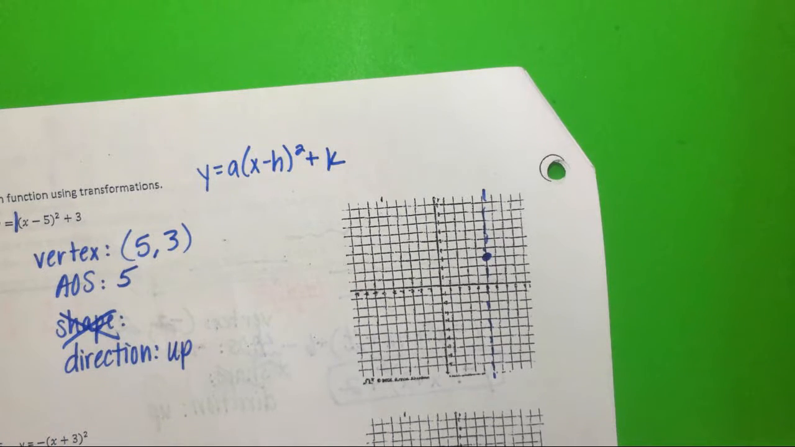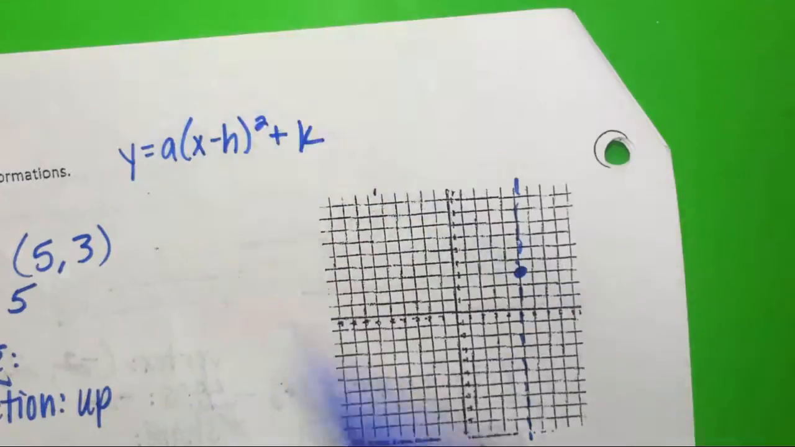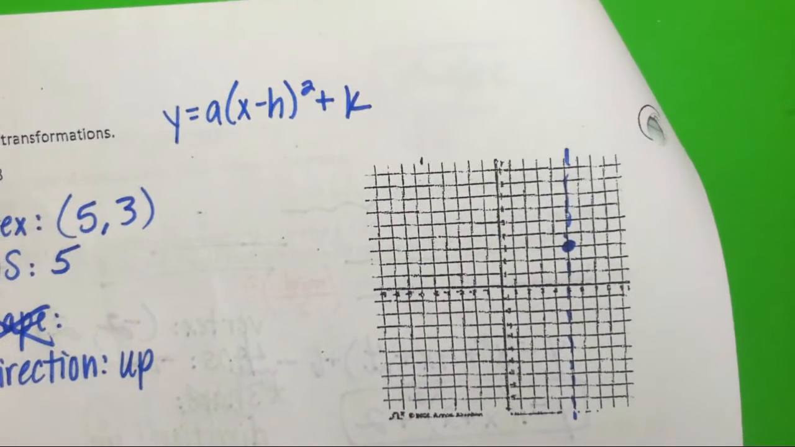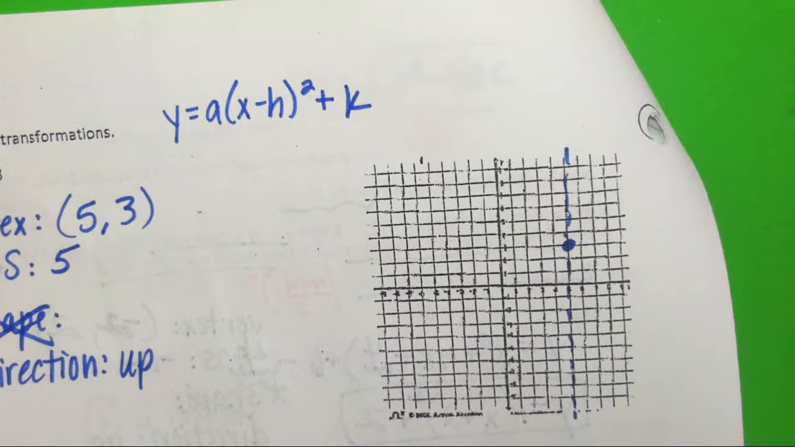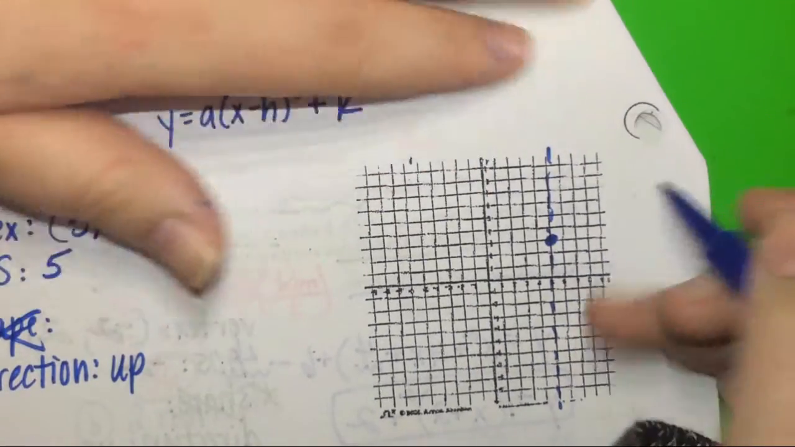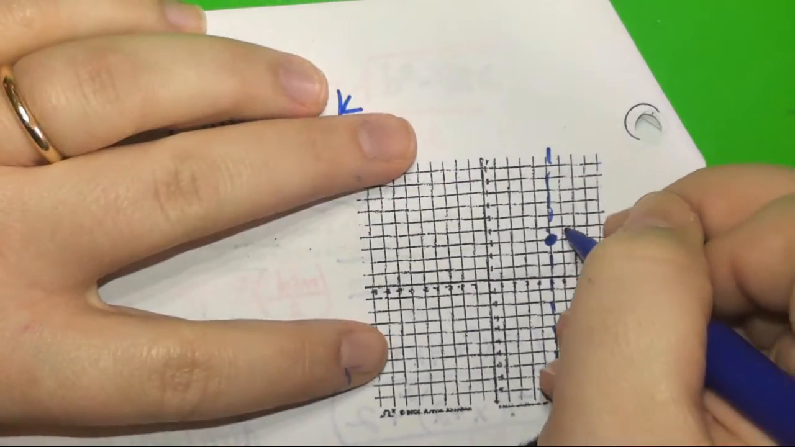And from here, literally, since I know that one point, and I know the shape stays the same, I can graph the rest of it. I don't have to use my calculator. I don't have to do anything. I know that 1 squared is 1, so over 1 up 1.